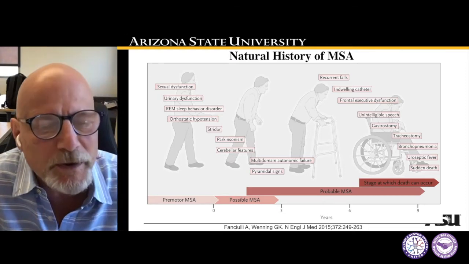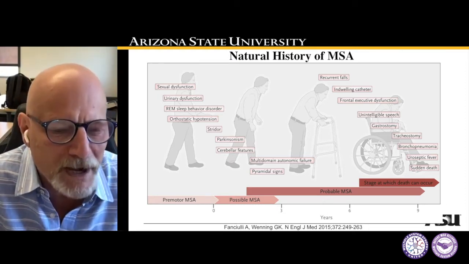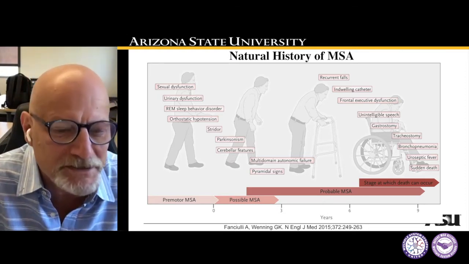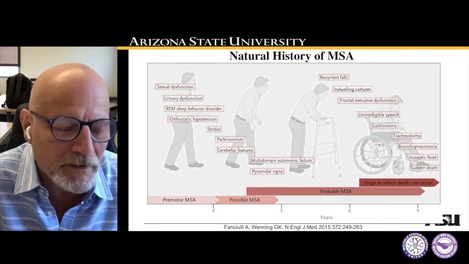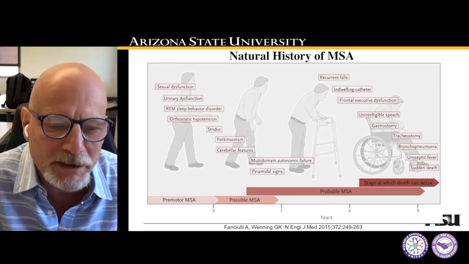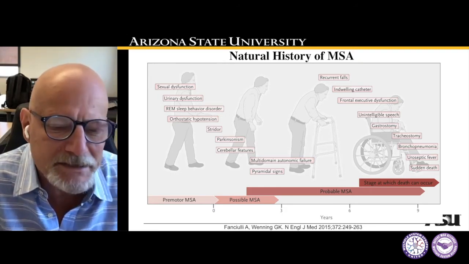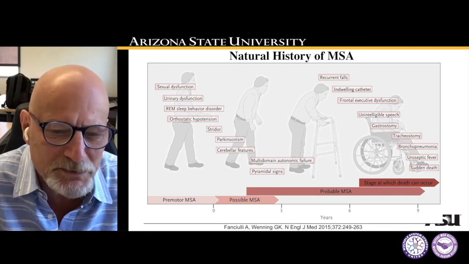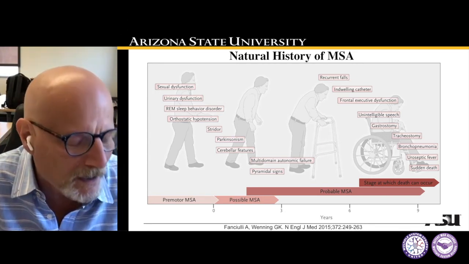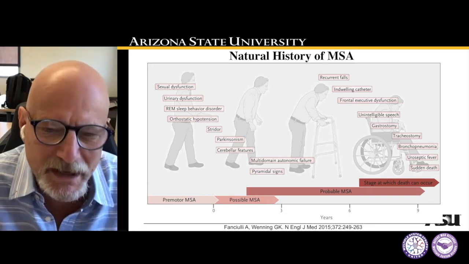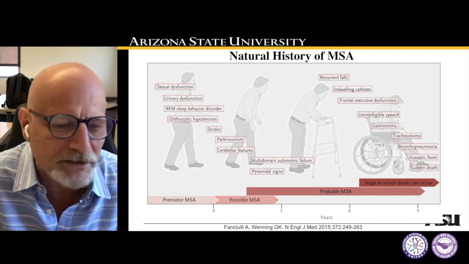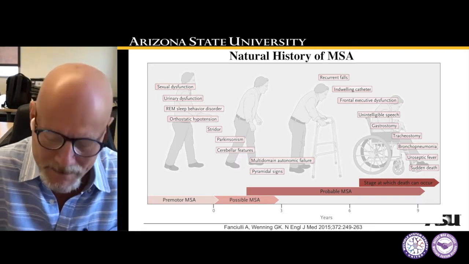And it's essential that we create good models of this disease, because unlike Parkinson's disease, where people, for the most part, live a normal lifespan, MSA is a horrible disease in which between 6 and 9 years post-diagnosis is typically when sudden death occurs.